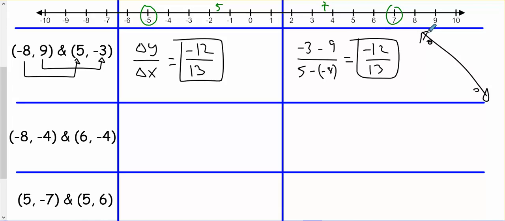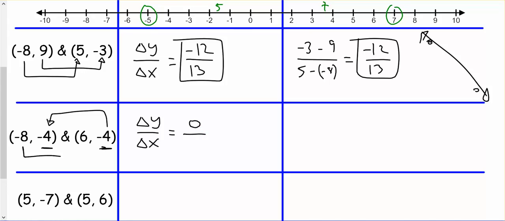What do we notice here right off the bat? We notice that our y values are the same. So if our y values are the same, that means we're going to have a horizontal line, so we should get a slope of 0. Let's do it. Change in y over change in x. From -4 to go to -4, I'm not changing at all, so that's 0.